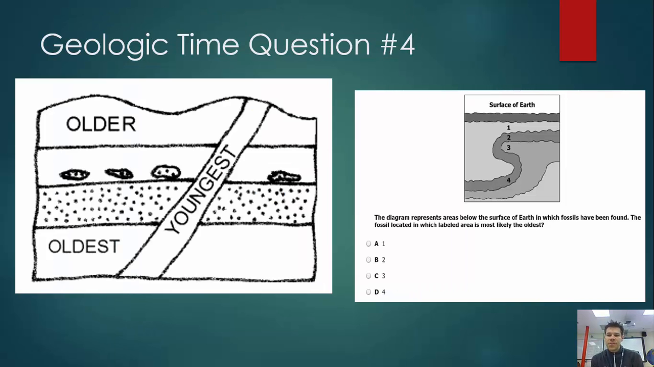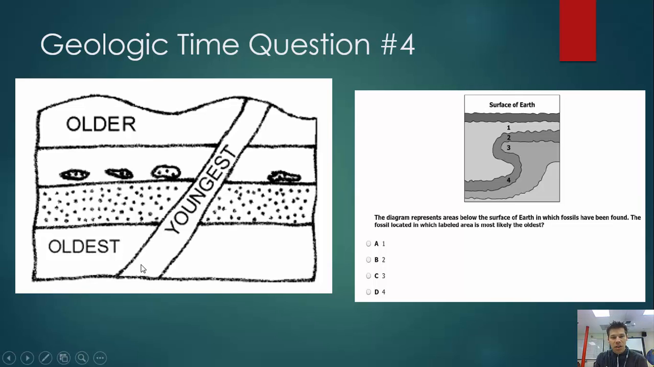The diagram represents areas below the surface of the Earth in which fossils have been found. The fossil located in which label area is most likely the oldest? So this is just a really simple relative dating question. It's asking you which is the oldest and which is the youngest of all these rocks. So our youngest rocks are always on the top, and our oldest rocks are always on the bottom. Now, in this diagram, we have a thing right here called an igneous intrusion.